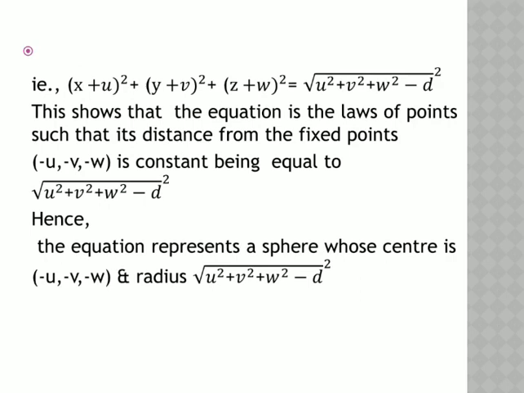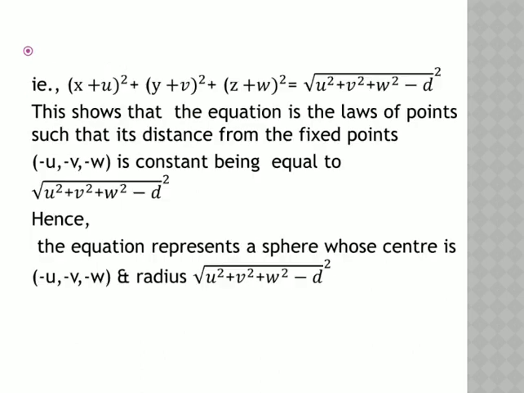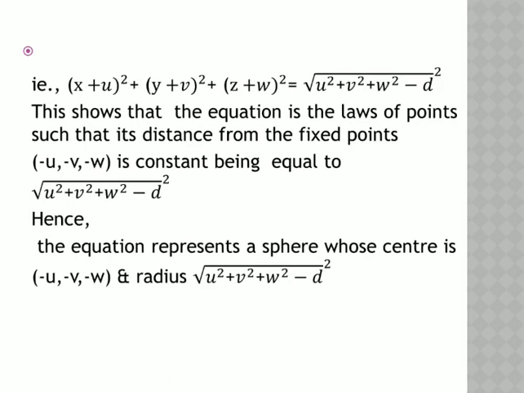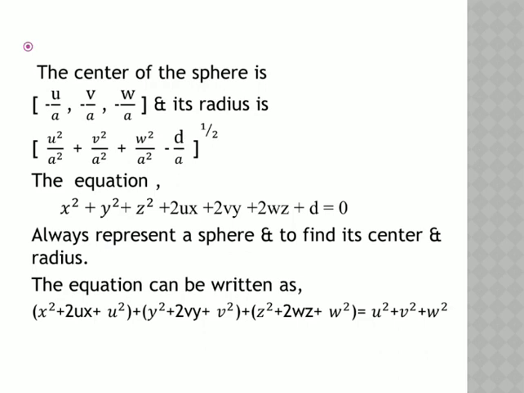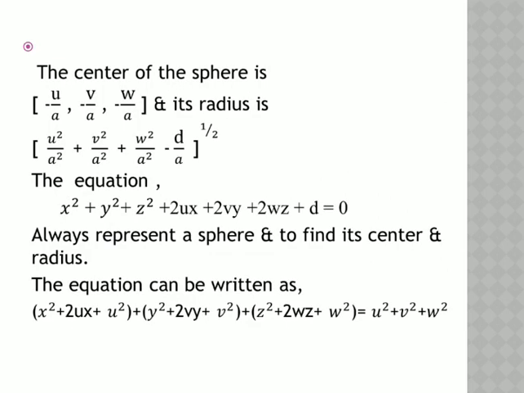Now x² + 2ux + u² is converted into (x + u)², because (a + b)² = a² + b² + 2ab. So (x + u)² = x² + u² + 2ux. So we write x² + 2ux + u² = (x + u)². Similarly, (y + v)² = y² + 2vy + v², and (z + w)² = z² + 2wz + w².